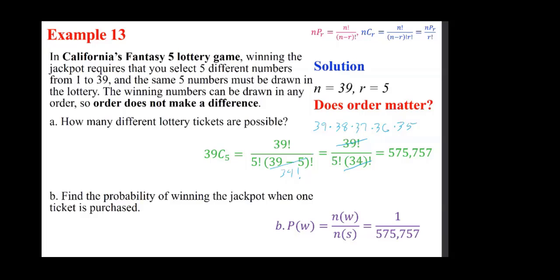Now, part B, sadly, the order of the animation wasn't right. So the probability of winning is very simple. N of winning over N of S. There's only one way to win. Come up with the 5 correct numbers. So 1 out of however many we got in part A, in this case 575,757 different ways. So 1 out of that would be the probability of winning. And we are going to move on to the next page.